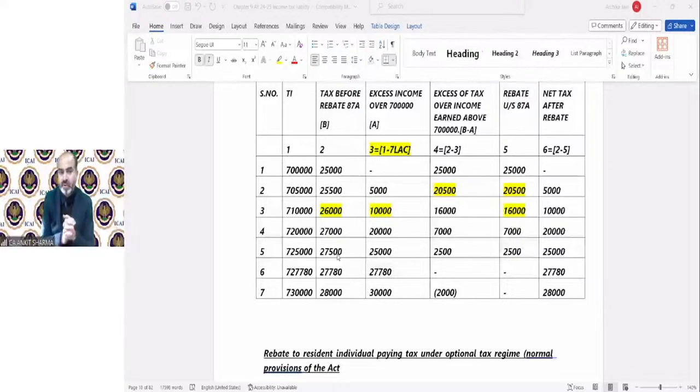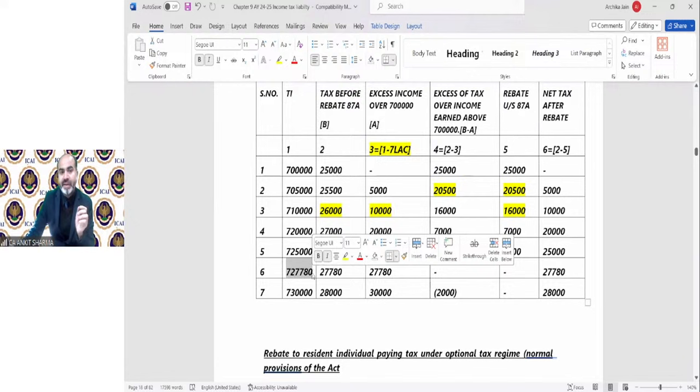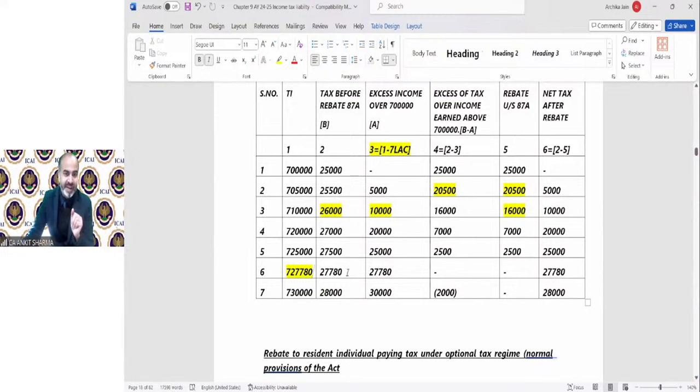Now, suppose the income is 7,27,780. Suppose the income is 7,27,780. Now, the tax before rebate will be 27,780. Clear? Now, excess of income over tax is 27,780. So, from this point number 6, from 7,27,780, you can see now there is no rebate applicable because the excess of income is now not below the excess of tax. So, there will be no rebate applicable and tax liability will be normal.